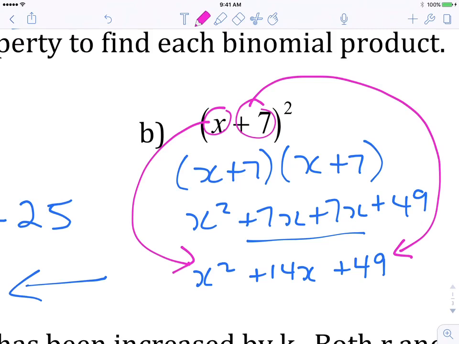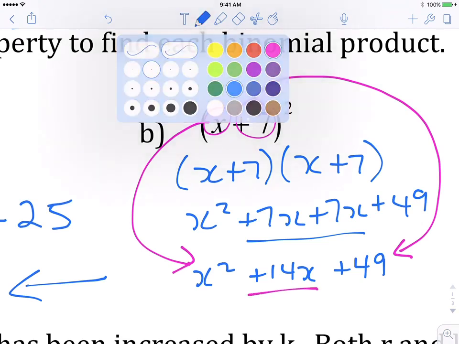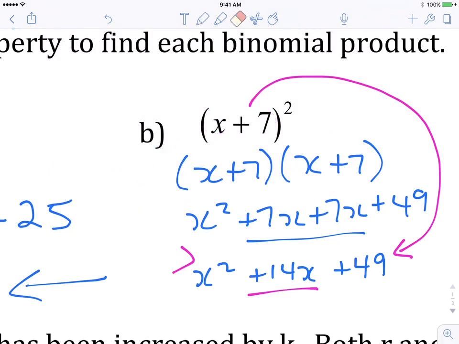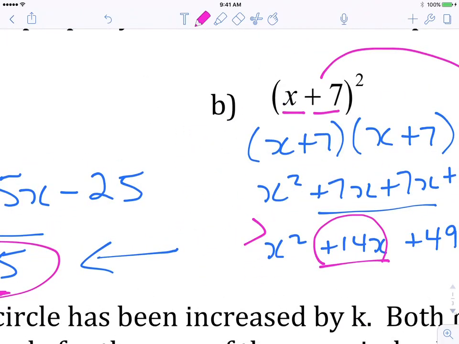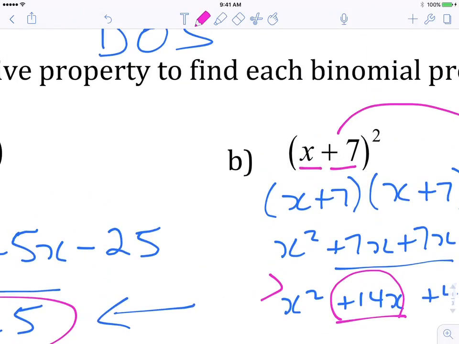And to get the middle term, this positive 14x, one of the shortcuts or a little trick you might recognize is, if you take this x and you multiply it by positive 7, you get 7x. And if you double that, you get 14x. So again, I'll give you a different example.